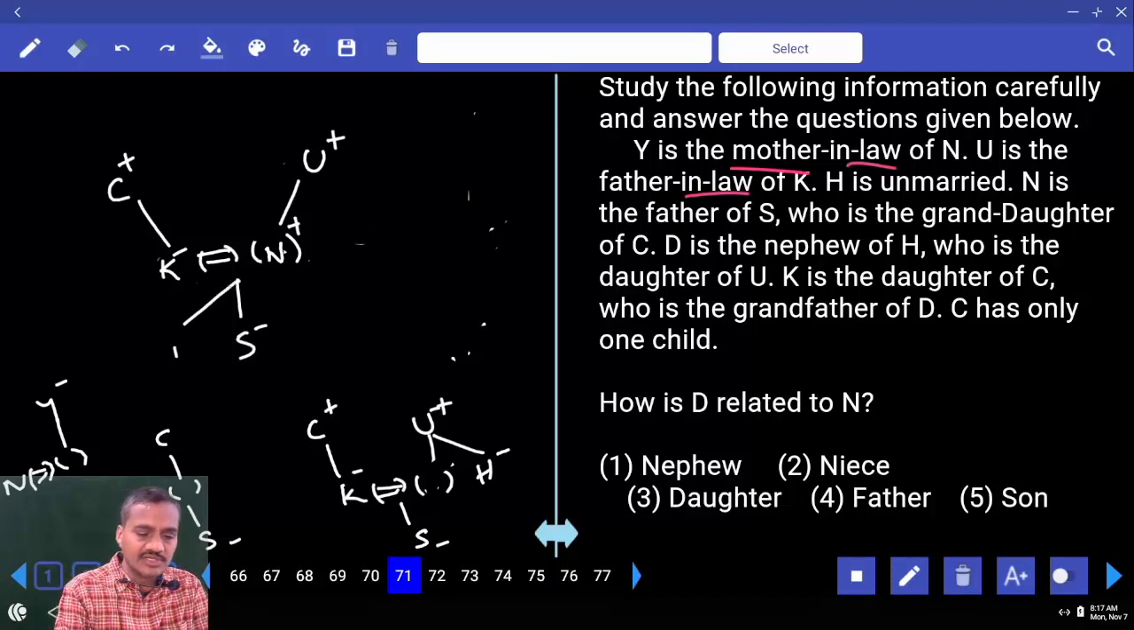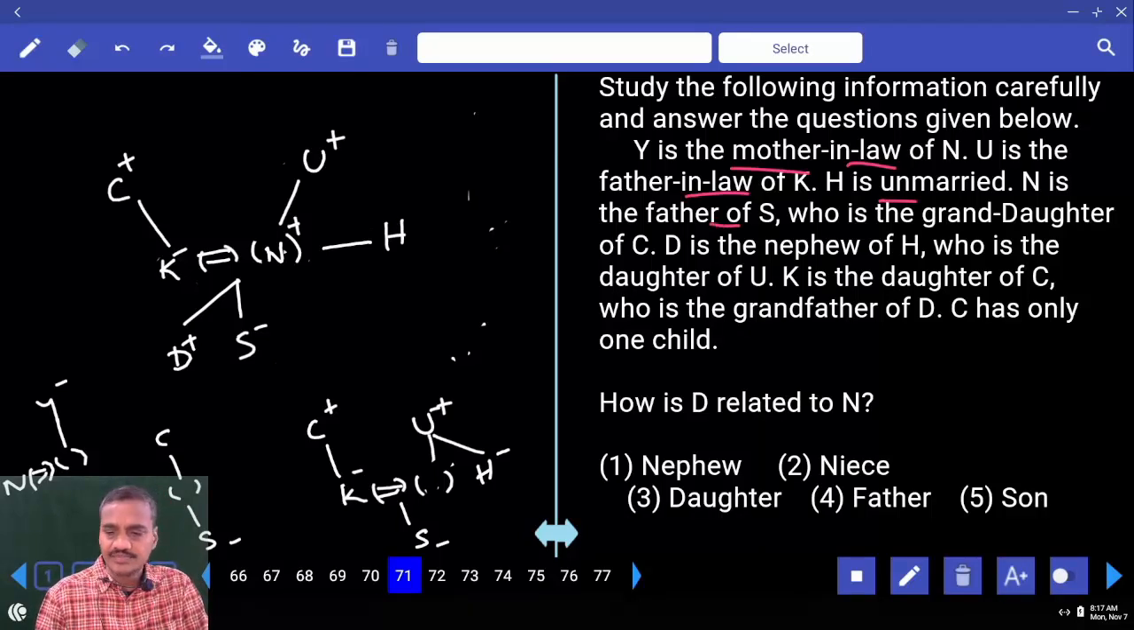Now, can you take D at this place or not? D is the nephew of H, and where do we place H? H is unmarried, and N is the father of S, and S is the granddaughter of C, and D is the nephew of H, and H is the daughter of U.